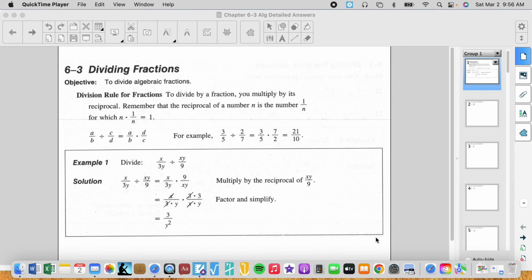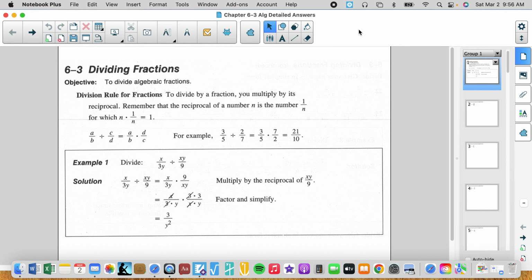6-3, dividing fractions. 6-1 was simplifying. 6-2 was multiplying, and now we are dividing. And notice that they introduce multiplication and division before addition and subtraction because there's less work that's needed.